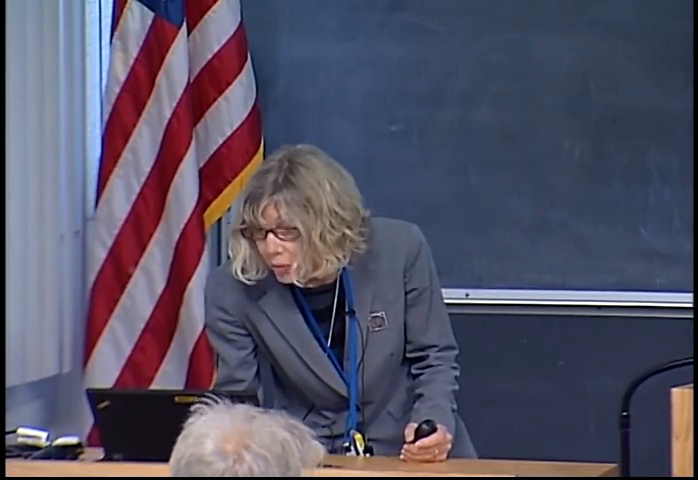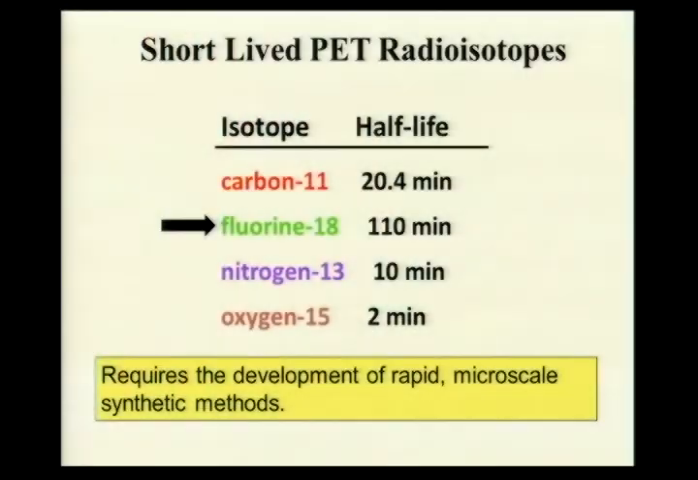But we had a machine that produced deuterons and protons and helium-3 and alpha particles. So we could do a lot with nuclear reactions. And so these were the isotopes that we were expert at. Carbon-11, which is still our favorite, 20-minute half-life, and fluorine-18, which has 110-minute half-life. And now we're also using nitrogen-13 a lot because we have this plant program and plants use nitrogen. But this required the development of rapid synthetic methods.